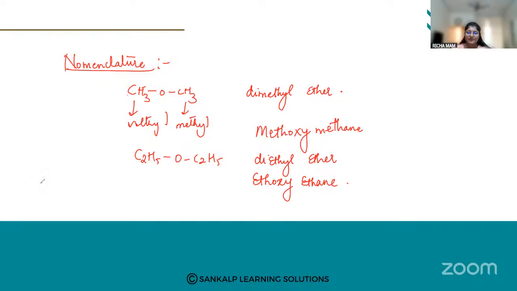Is it clear, students? Now, suppose I give you this, which is a little difficult because it is in cyclic form. So what is the IUPAC name here? If I start numbering, I have to start numbering from here: 1, 2, 3, 4, 5, and 6. Or I can give the numbering like this: 1, 2, 3, 4, 5, and 6.